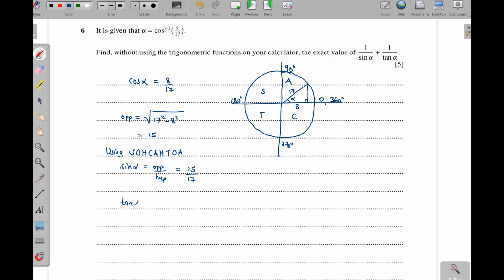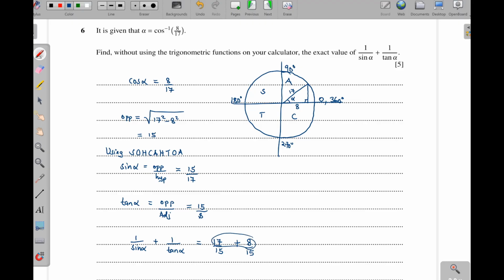And then tan of alpha would be equal to the opposite, because that is the tall, out of adjacent. What is our opposite? The opposite is this 15 we have gotten, and the adjacent is 8. Then we are going to have 1 over sine of alpha plus 1 over tan of alpha. This one will be 1 over this, you just get the reciprocal. So it will be 17 out of 15, plus 1 over tan alpha, we get the reciprocal of this one, that is 8 out of 15.